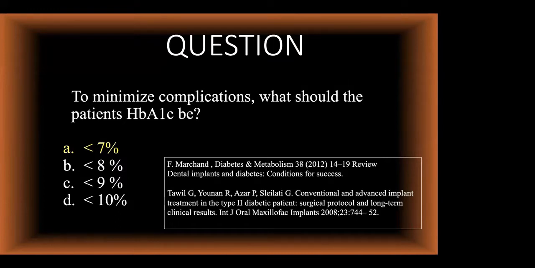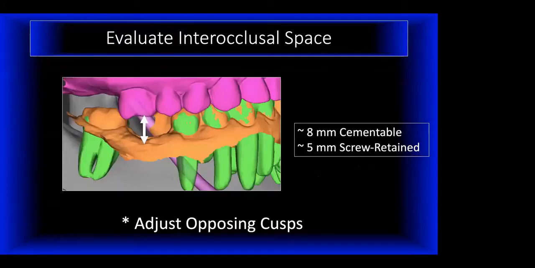So what do we do when the patient's over 8, 9, 10? We refer them back to their physician. We explain to the physician that the patient needs to be better controlled, because what we want is to do this once and we do not want complications. So let's get back to evaluating this patient.